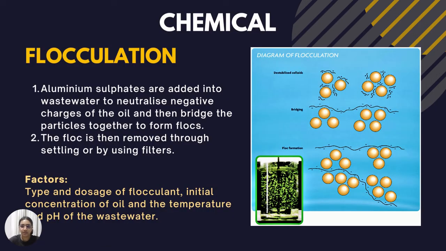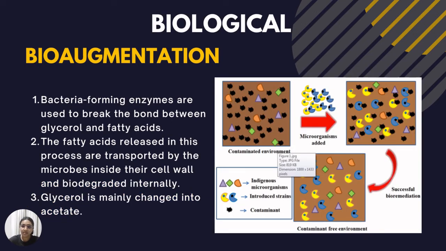Next, the chemical treatment used is flocculation. In this method, flocculants such as aluminium sulfates are added into wastewater to neutralize negative charges of the oil in water and then bridge the particles together to form flocks. The flock is then removed through settling or by using filters. The flocculation process is influenced by the type and dosage of flocculant, initial concentration of oil, and the temperature and pH of the wastewater. Lastly, one of the biological treatments used is bioaugmentation.